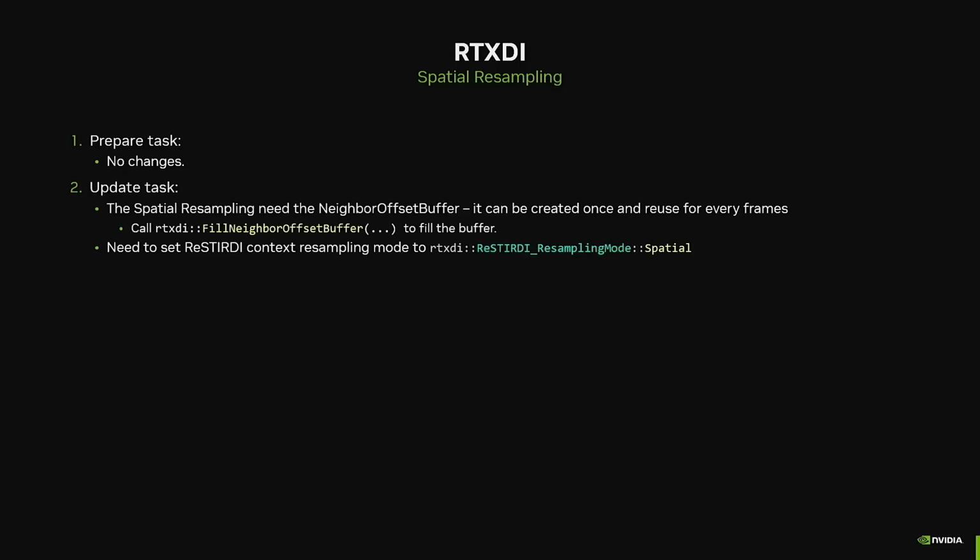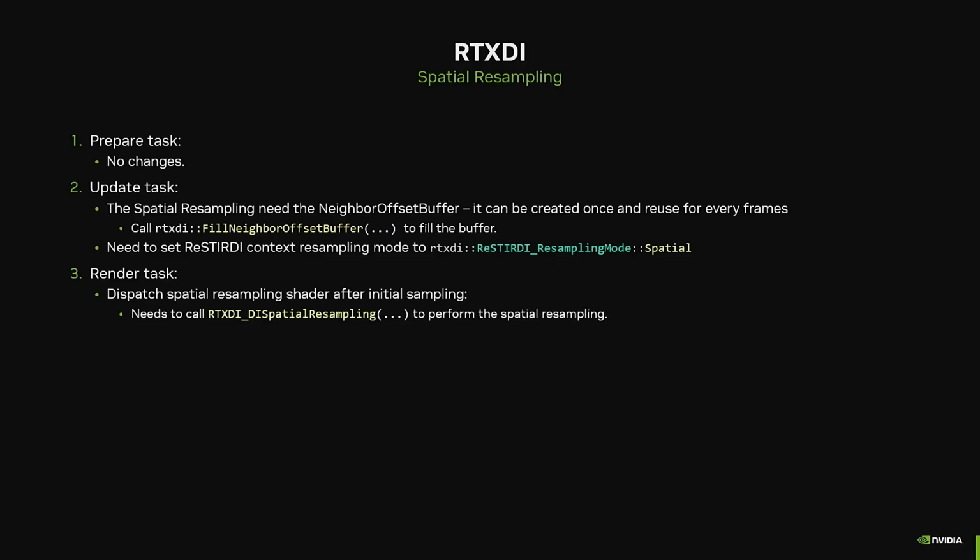The prepare task, nothing to change here. The update task, we need this neighbor offset buffer that will be used in the spatial resampling process. We need to create that, generate the data for that, and upload it. And for the render task, simply dispatch your spatial resampling shader, and it will perform the magic for you.